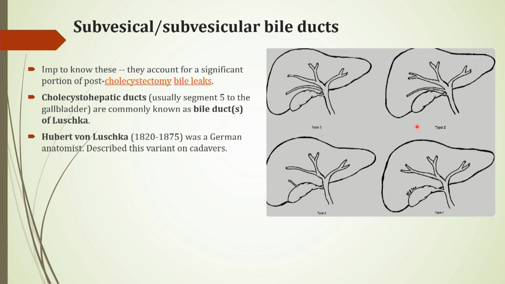Subvesical or subvesicular bile ducts. It is important to know this variant. It accounts for a significant portion of post cholecystectomy bile leaks. Cholecystohepatic duct usually arises from the segment 5 and connects with the gallbladder. They are commonly known as bile ducts of Luschka, first described by Hubert von Luschka.